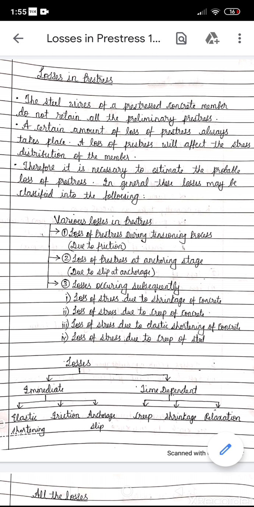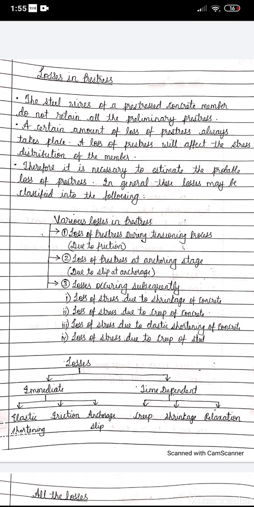Time dependent losses are the losses which occur over a period of time, and immediate losses are the losses which occur immediately after you tension the tendons.